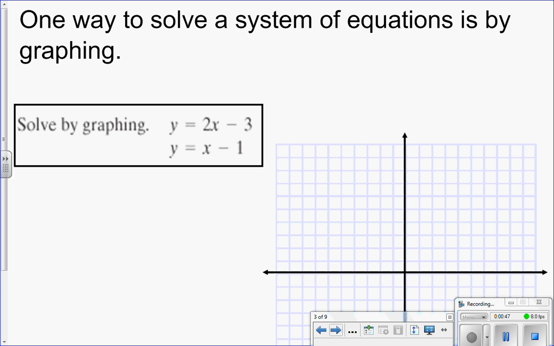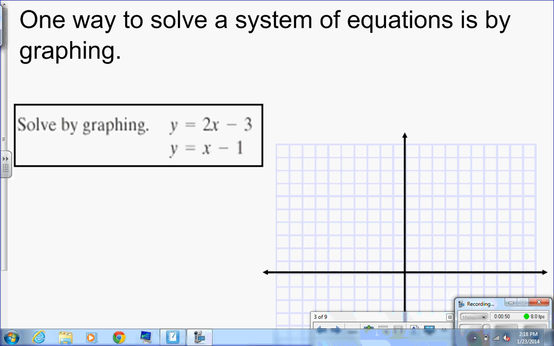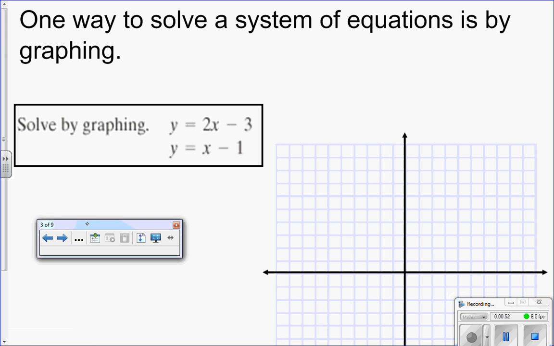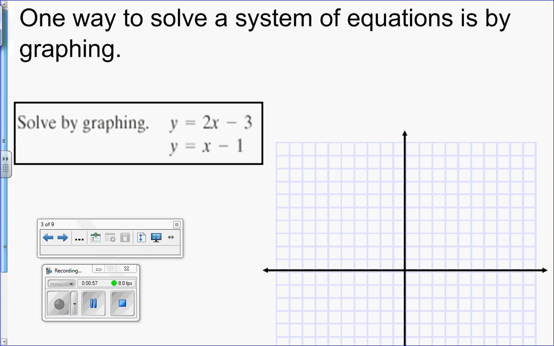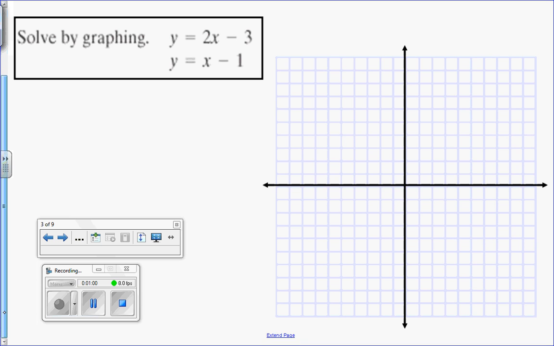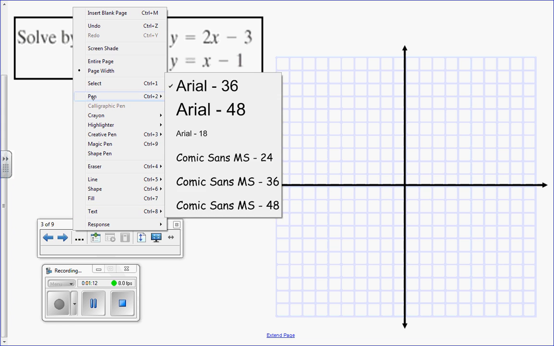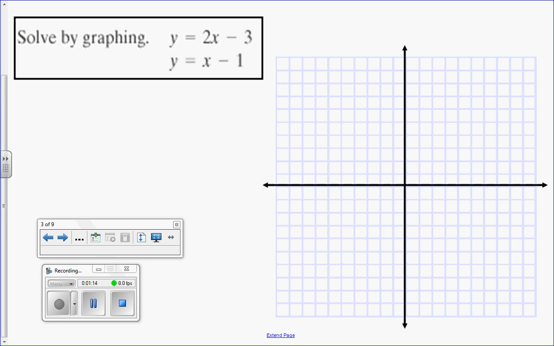So the first one we're going to talk about is right here. It says solve by graphing. I have the two linear equations, y equals 2x minus 3 and y equals x minus 1. Since this section's about solving systems of equations by graphing, I need to graph both of these linear equations. And the solution to a system of equations, when you're graphing it, is where the two lines intersect.